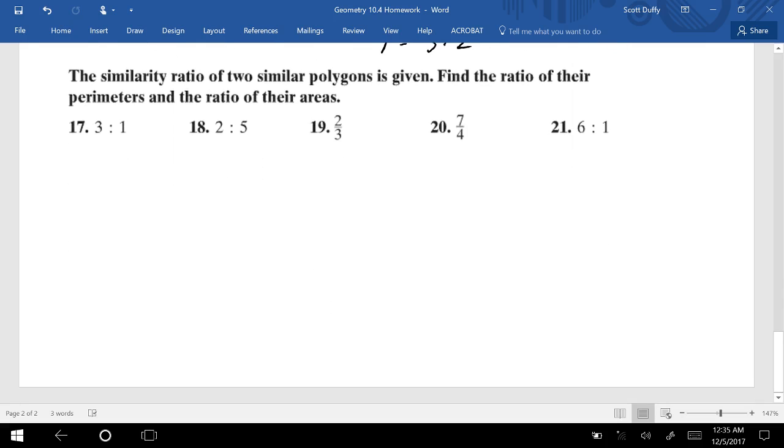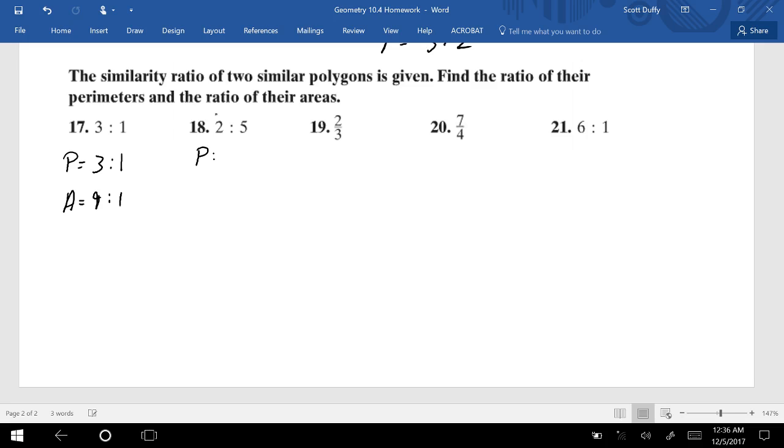Similarity ratio of two similar polygons is given. Find the ratio of their perimeters and the ratio of their areas. So similarity ratio is going to be the same as the perimeter. Always. So I'll say perimeter ratio is 3 to 1. Now, with each of those to find the area, take 3 squared, you get 9. 1 squared is 1.